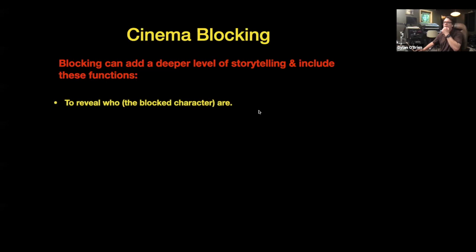So this can add this deeper level of storytelling. The other thing I mentioned last class was blocking the actors can reveal their emotions. So how they move, how they reveal themselves, what their actions are doing. Anybody ever watch a movie where the actor is saying one thing, but their body actions are showing something completely different, and they're kind of conflicting with each other? What might that tell you about your actor or that character in that scene?